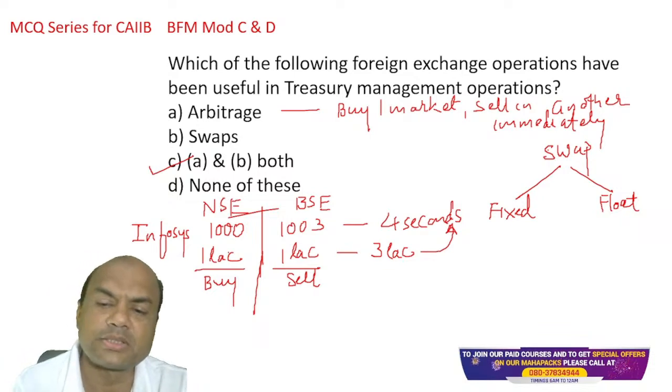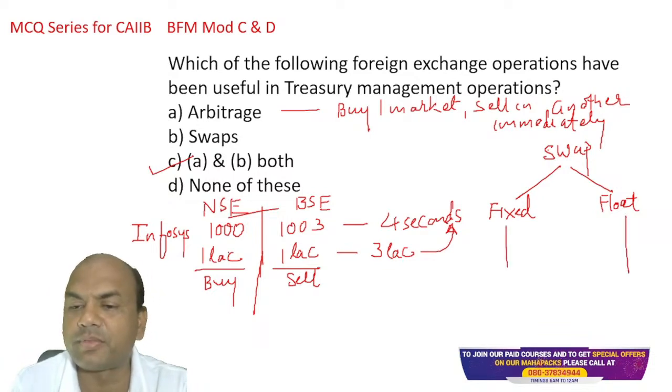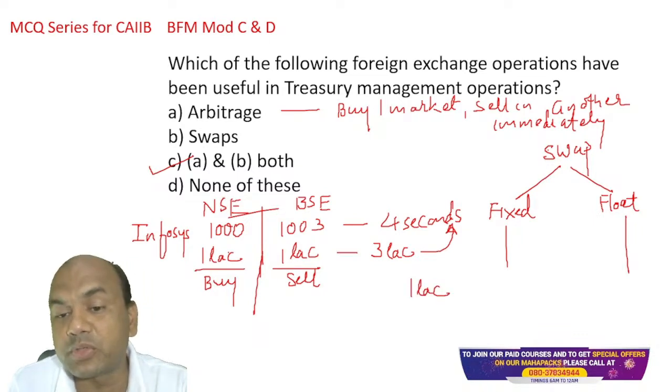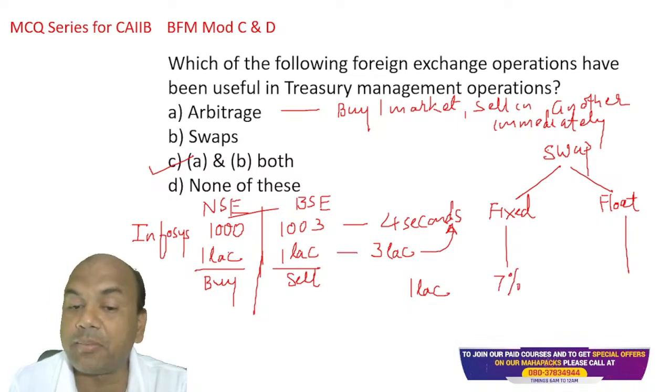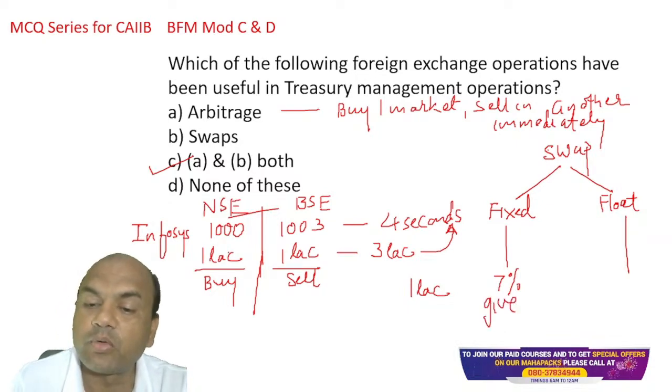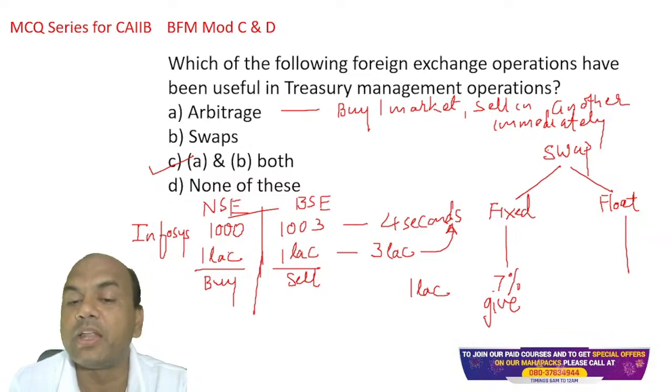Keep it very simple. Suppose I take 1 lakh rupees from you and guarantee you a 7% rate of interest. Here I am taking it from you, so I have to give you 7%. And what do I do with this 1 lakh rupees? I invest this 1 lakh rupees in the stock market.